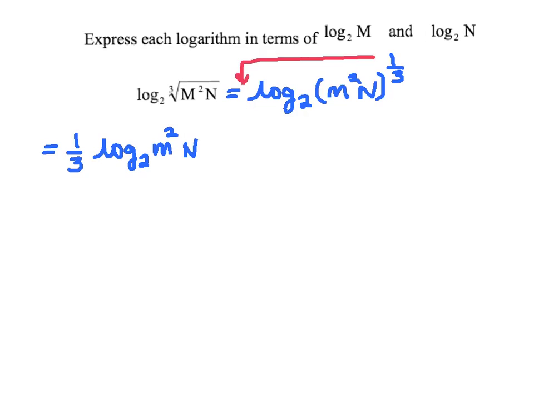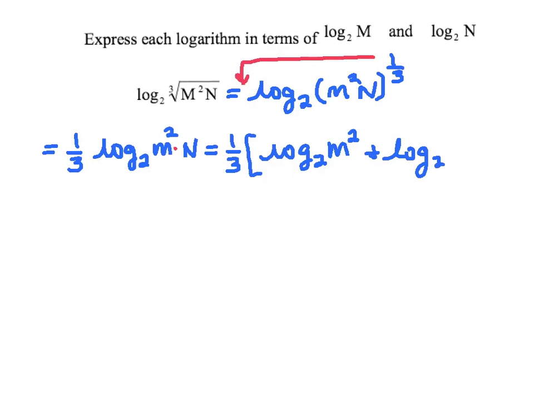The second property I'm going to use says I can take a product that's inside of a logarithm and express this as a sum of logarithms. So I have the 1/3 out in front, and I'm going to be careful because that 1/3 needs to be multiplied over the quantity. Inside of my bracket, I'm going to say log base 2 of m squared plus log base 2 of n.